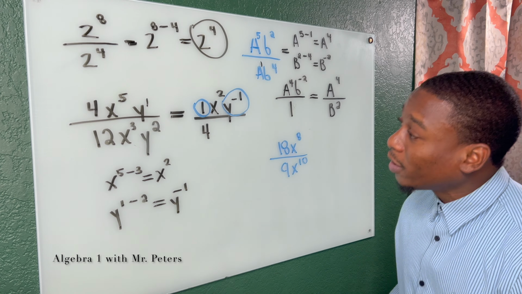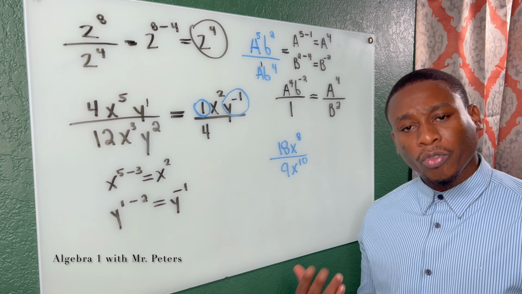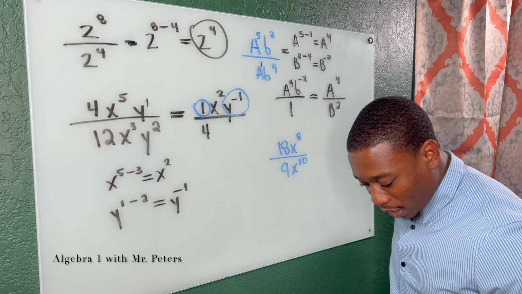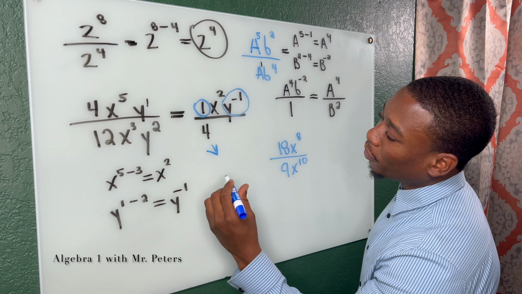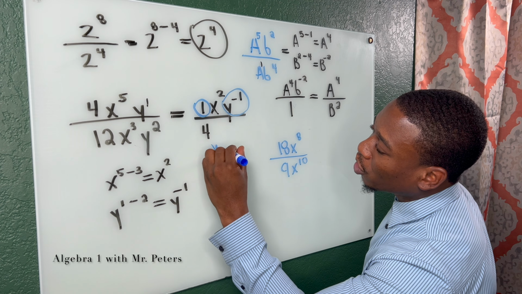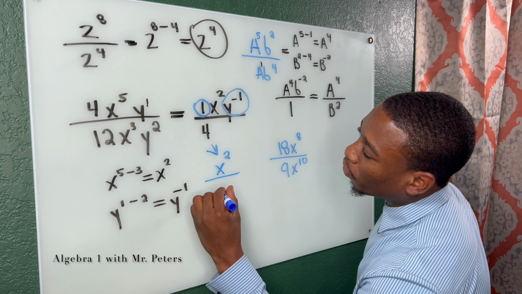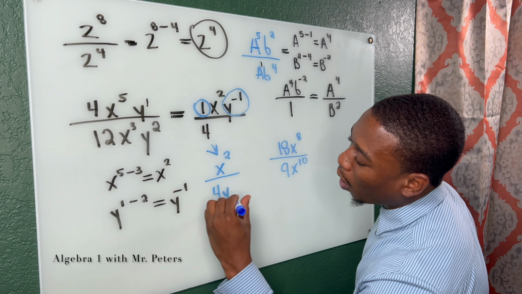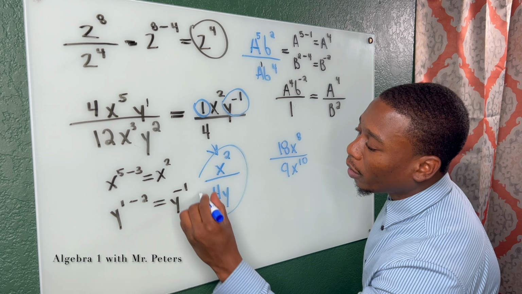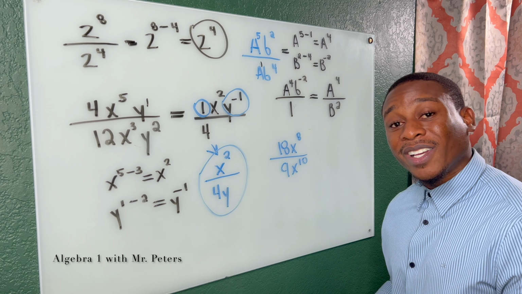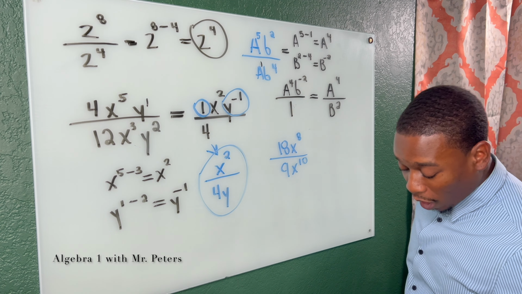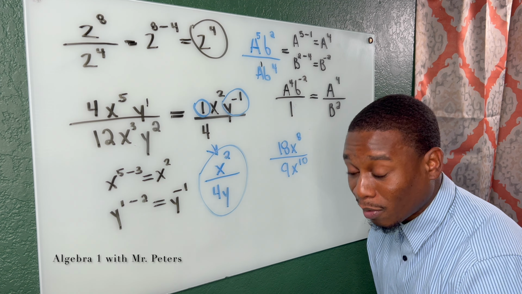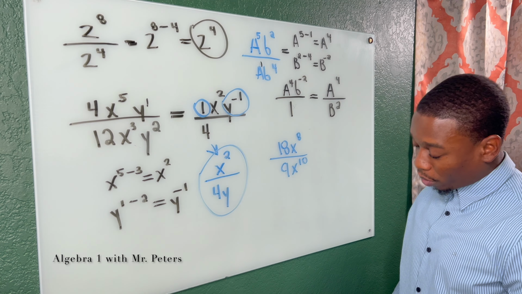So what does this mean? Really glad you guys asked. So let's go ahead now and solve this. At this step, what we're going to have is x squared all over 4y. Remember, we do not need to put that exponent of 1 because it is understood. And now we're going to move to our last, not our last example, but the last example on the board.